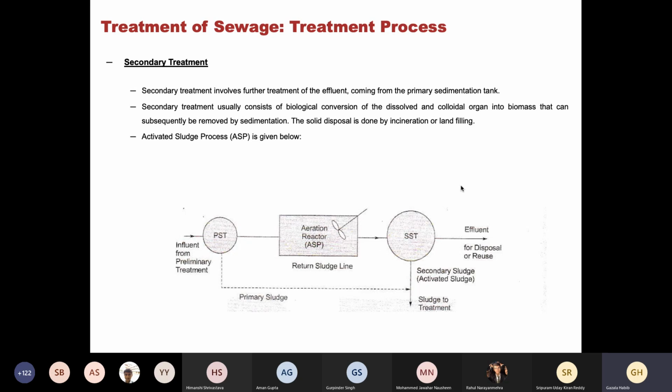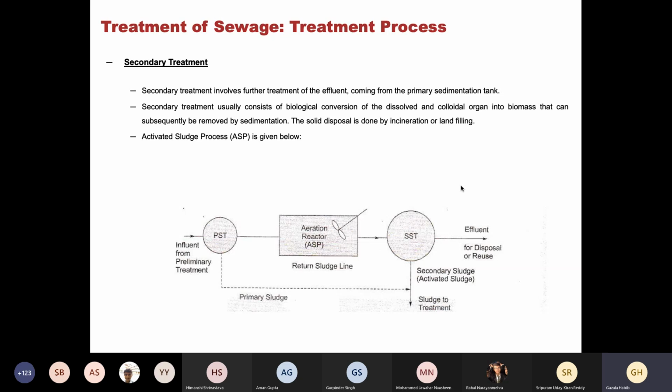Now after removal of this inorganic material, suspended particles, and colloidal particles, if more organic material is remaining in the sewage, which is the most common case, then secondary treatment should be used. And one of the common secondary treatments is the activated sludge process.